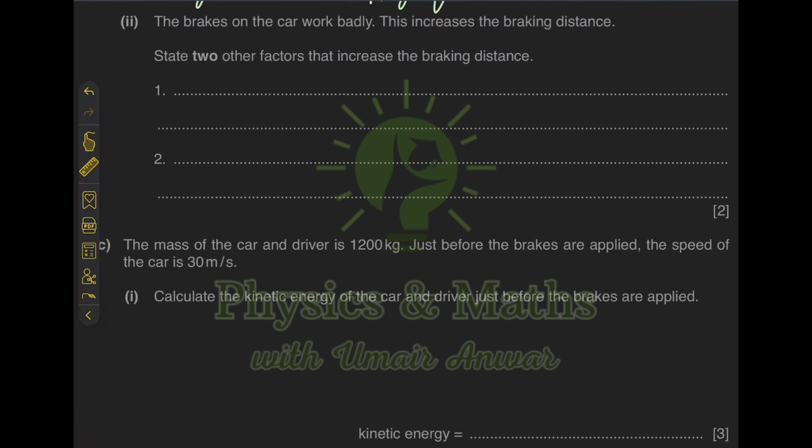The brakes on the car work badly. This increases the braking distance. State two other factors that increase the braking distance. So there are many other factors. The two could be poor tire surfaces. They are too used or have become smoother and not producing enough resistance. The other could be poor road conditions. They could be wet or greasy. So that is why the braking distance has increased.